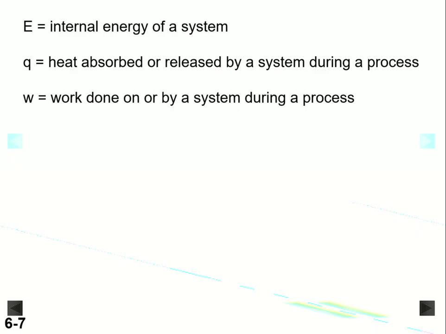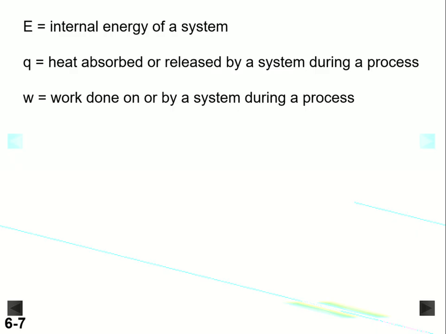There are a few types of energy flows that happen during processes. One is heat. Heat is given by the letter Q. So Q is the heat absorbed or released by a system during a process. In general, heat is not a property of a system so much as what occurs during a process. And work, likewise, is not a property of a system. It's what happens during a transformation. So W we define as work done on or by a system during a process.